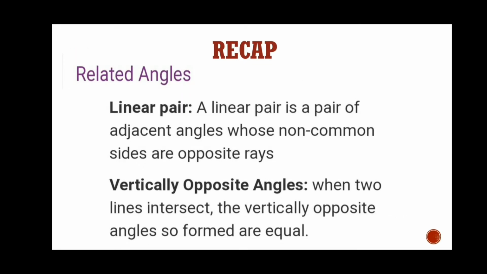Then we have learned linear pair. A linear pair is a pair of adjacent angles whose non-common sides are opposite rays. It means the non-common sides form a straight angle of 180 degree. Then we have learned vertically opposite angles. In vertically opposite angles, when two lines intersect, the vertically opposite angles so formed are equal to each other. So children, this was a quick recap of your previous video. Now we will start our first exercise 5.1.